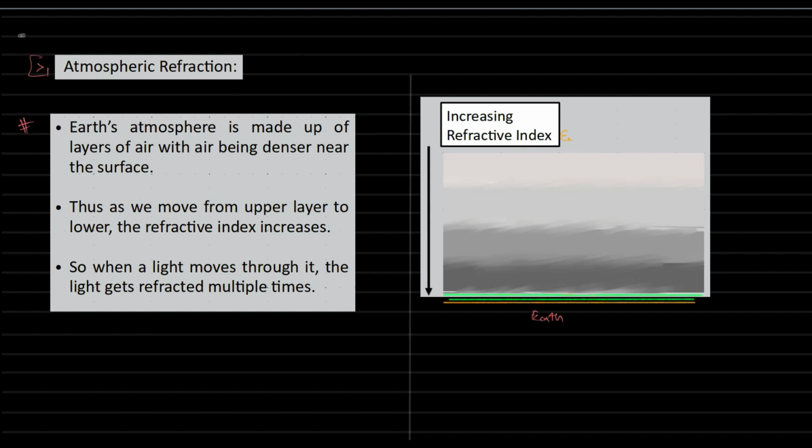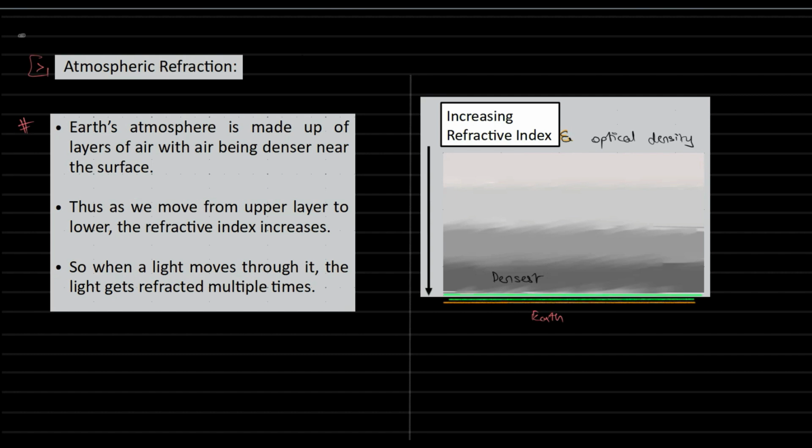And let me write over here, optical density. So it's densest over here, and the rarest is, well, there is no limit to that. So what happens with all of this? Thus, as we move from upper layer to lower layer, the refractive index increases, right? So this has the lowest, a bit more, and the highest over here. The optical density is highest over here, so refractive index is highest over there.